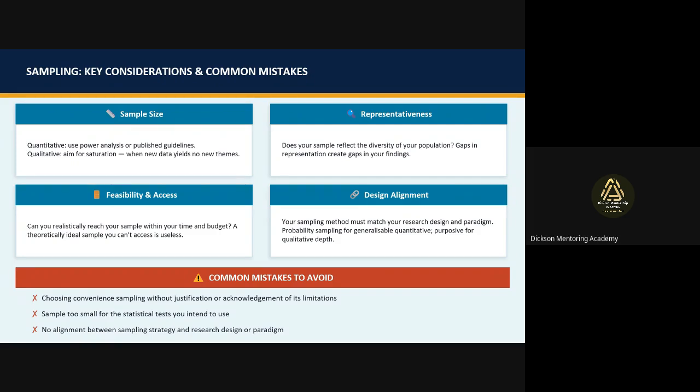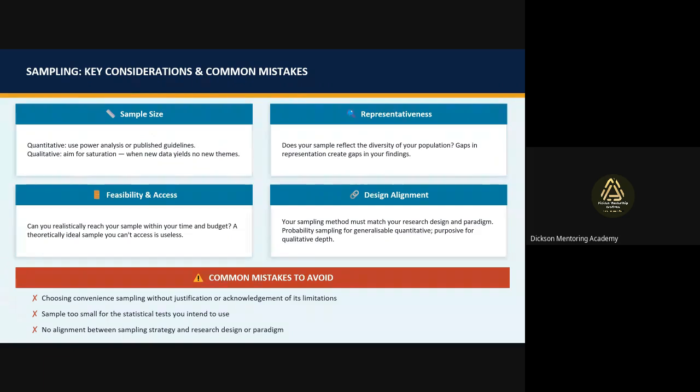So what are the common mistakes to avoid? Using convenience sampling without justification. For you to use convenience sampling, there must be justification for it. You don't use convenience sampling when there is no justification for it.